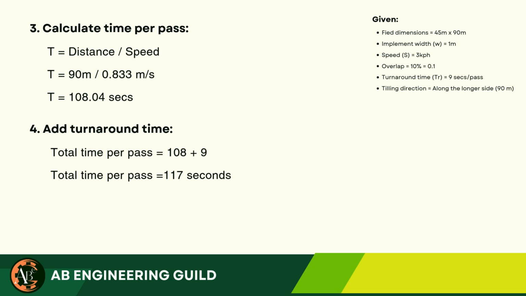Now, we calculate the time it takes to complete one pass. The field is 90 meters long, so we divide 90 by 0.833. That gives us about 108 seconds per pass. Then we add the turnaround time of 9 seconds, bringing the total time per pass to 117 seconds. Without accounting for turning, we'd overestimate the machine's efficiency.